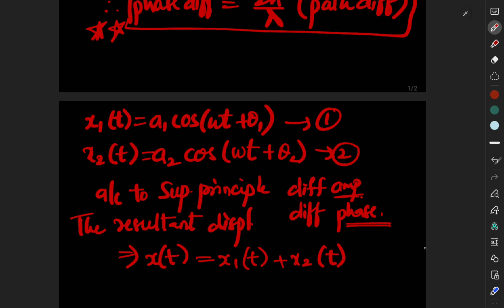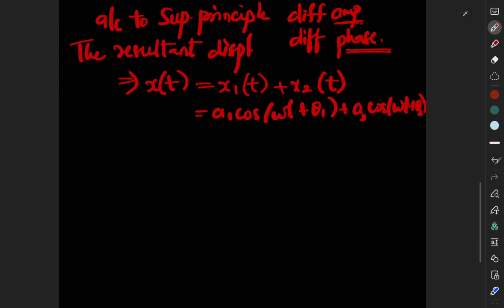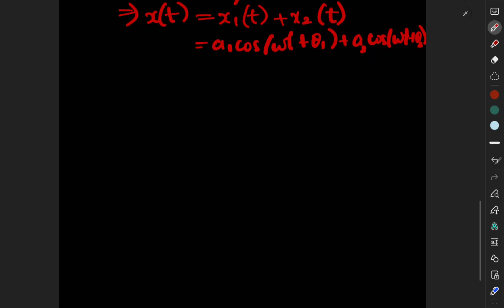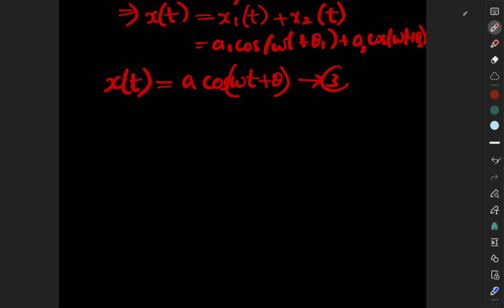If there are more waves, then we can write more. That is a1 cos(omega t plus theta 1) plus a2 cos(omega t plus theta 2). Next, on simplification by some trigonometrical values, I'm writing the final result: x of t is equal to a cos(omega t plus theta), equation number 3.